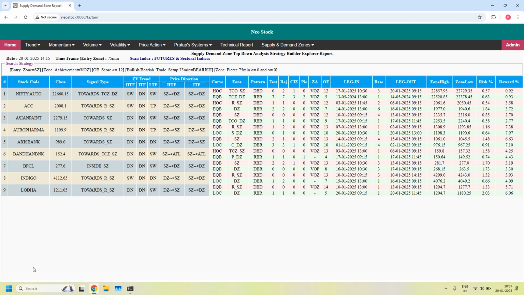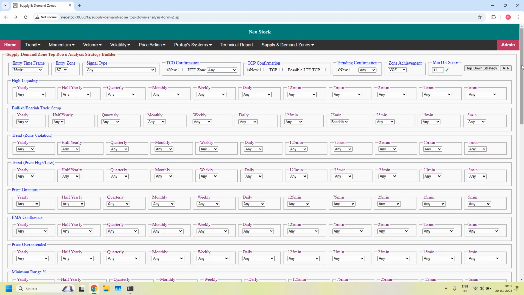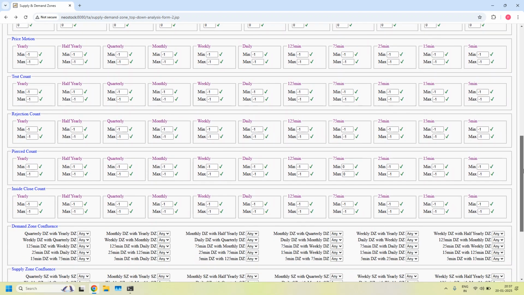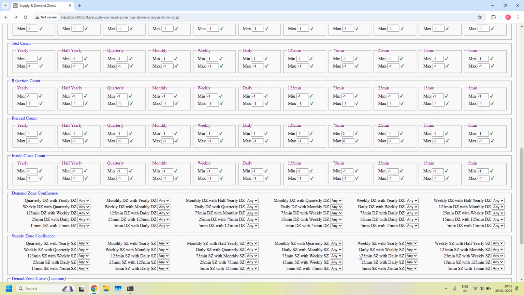We got 9 stocks. So these 9 stocks are currently supporting bearish trade setup for weekly income trade, and entry time frame zones are 75 minute supply zones. Out of these 9 75 minute supply zones, some are already having high probability based on high liquidity zones. Apart from that, we can also add one more high probability parameter, zone confluence. So in zone confluence, we have 2 filters. First one is LTF and ITF supply zone confluence. That is 75 minute supply zone with daily supply zone confluence. So I am enabling that filter.